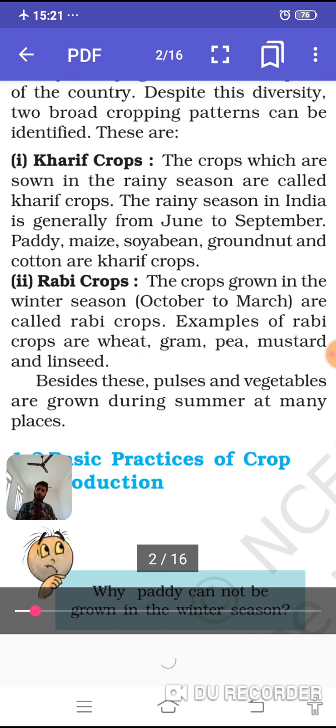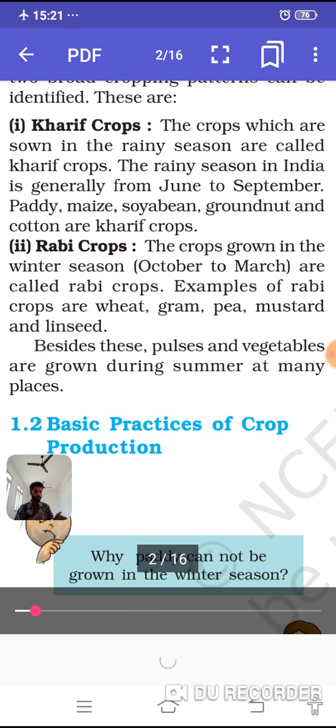And rabi crops, what are rabi crops? The crops grown in the winter season are called rabi crops. For example, wheat, gram, pea, mustard, and linseed. Okay, so crops which are sown during the winter season are known as rabi crops, and the crops which are sown during the summer season are known as kharif crops.